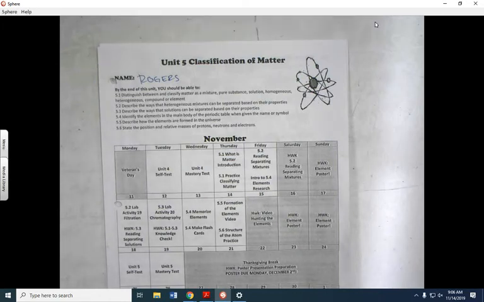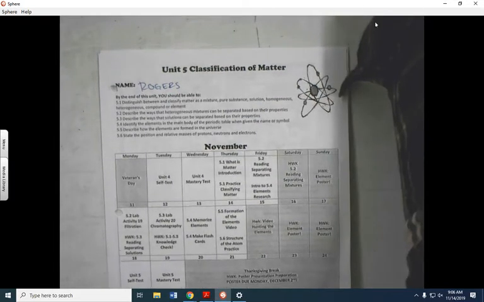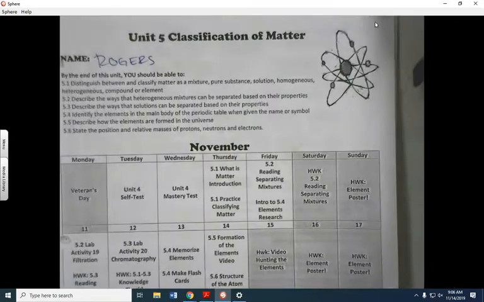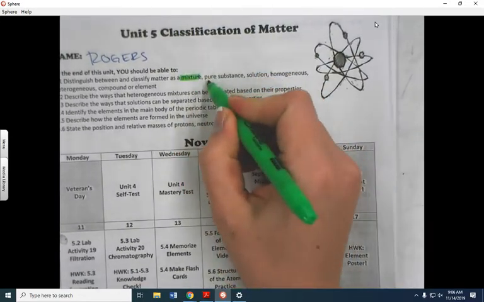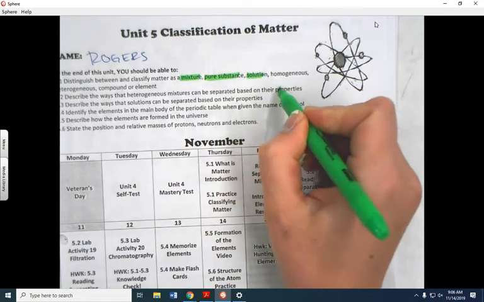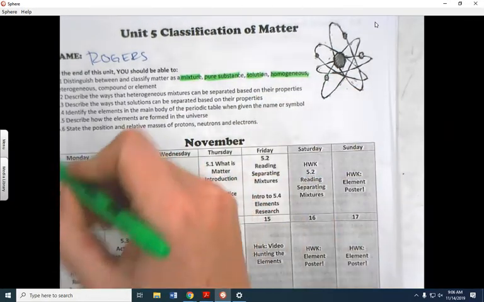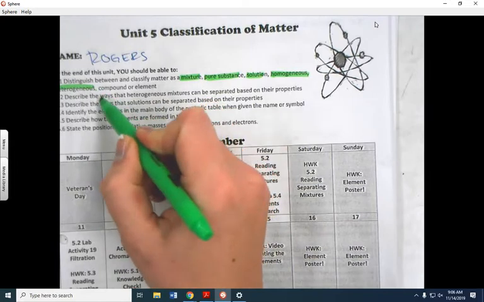Okay, in Unit 5, we're talking about the classification of matter. By the end of this unit, you should be able to distinguish between and classify matter as either a mixture, a pure substance, a solution, or homogeneous mixture, heterogeneous mixture, a compound, or an element.